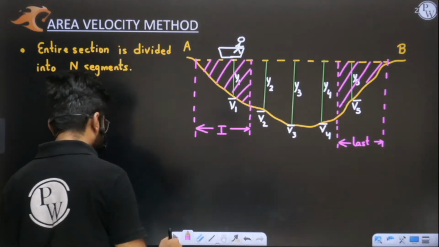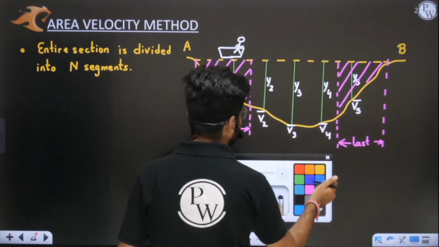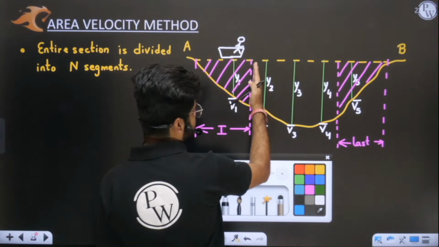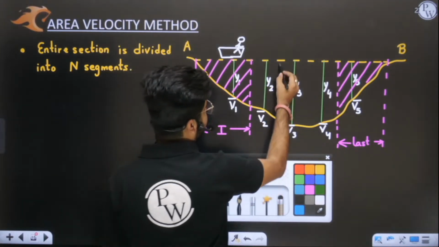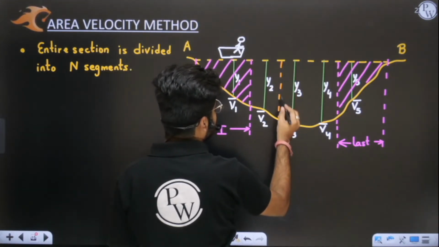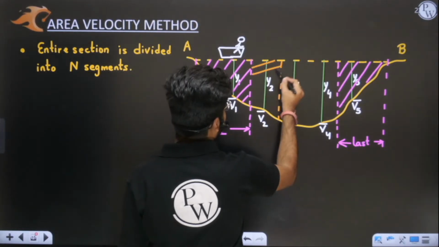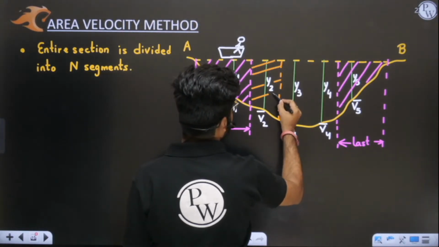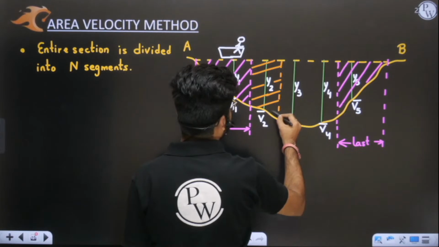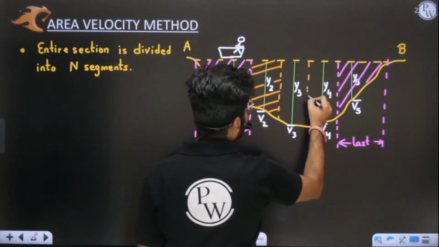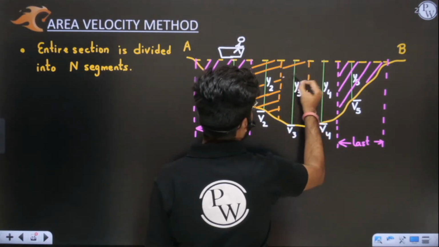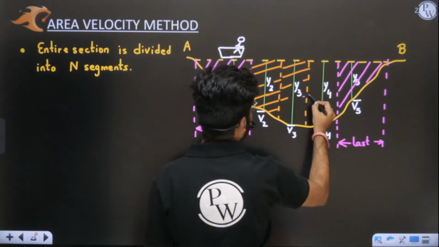And what about the intermediate sections, the intermediate segments? So for an intermediate one, take half of this and take half of this. This is your intermediate section. Listen very carefully, otherwise you will get confused.